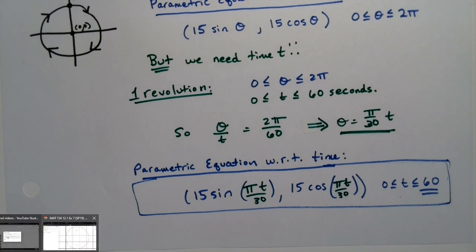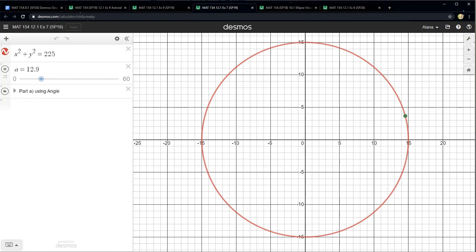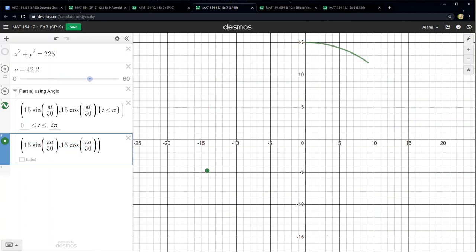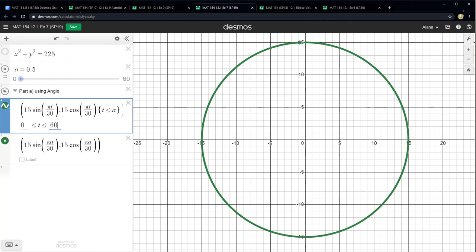And I can see it in Desmos if you're interested. We're probably not going to watch it travel around, but there you have it. You can see the circle, x squared plus y squared equals 15 squared, which is 225. And then 15 sine, 15 cosine. If you want to see it get drawn, instead of just looking at it, there it is. Oop, I have to put that in there. And then I have to let this go to 60. It was stopping at 2 pi, which is not what we wanted. There you have it.